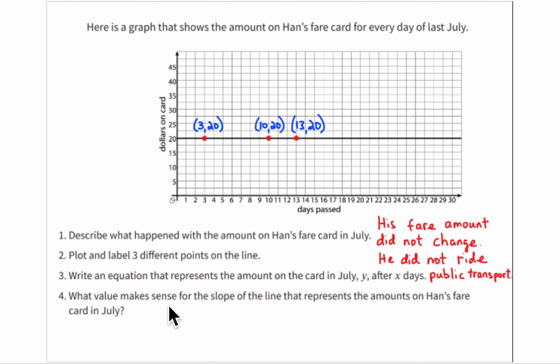What value makes sense for the slope? And the slope again is 0. Write an equation. We did that.